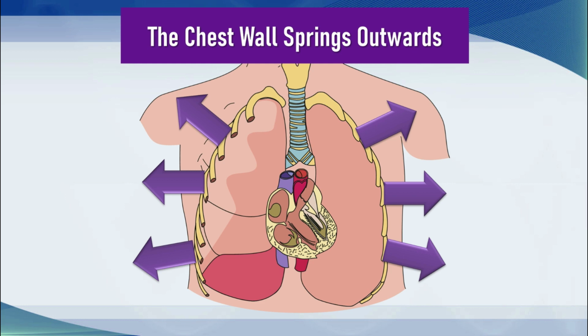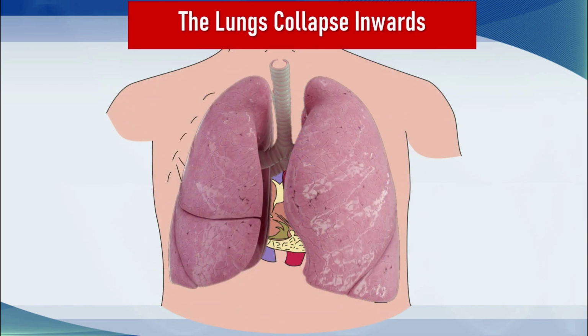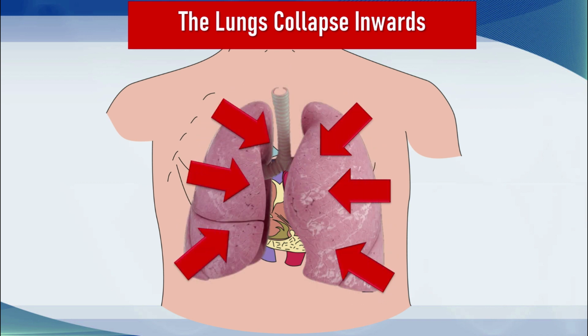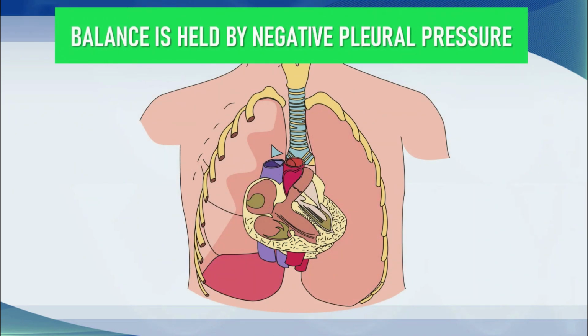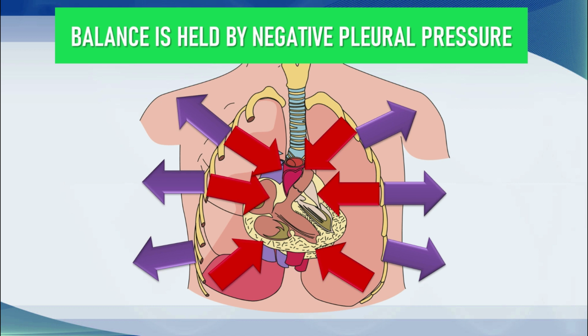This is balanced by the tendency of the lungs to collapse inwards on themselves. So the chest wall wants to spring out, the lungs want to collapse in, and what counterbalances these two effects is the negative pleural pressure. The chest wall is lined by the parietal pleura, the lungs are lined by the visceral pleura, and these tug apart and there is a negative pressure between the two.